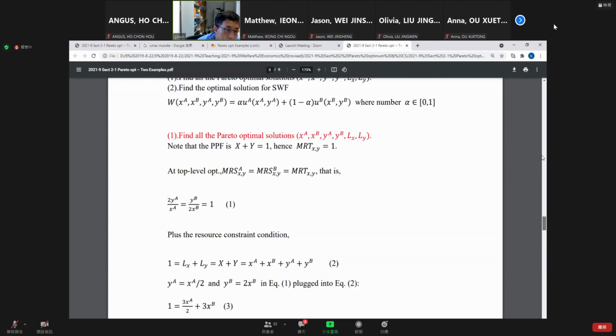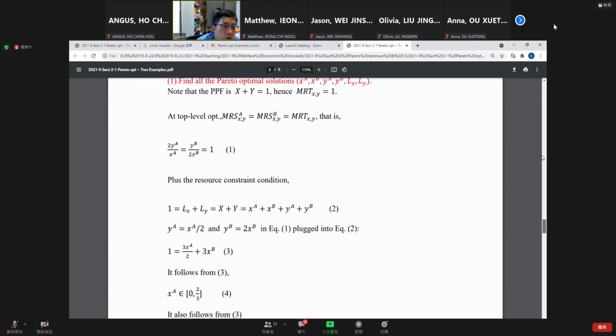Okay. So therefore, equation 1 and equation 2 put together, we have 3 equations and 4 variables. And now let's simplify the formulation by basically plugging equation 1 into equation 2. And how to do that? We get this result. This is the relationship between y and x for Alice and for Bob.